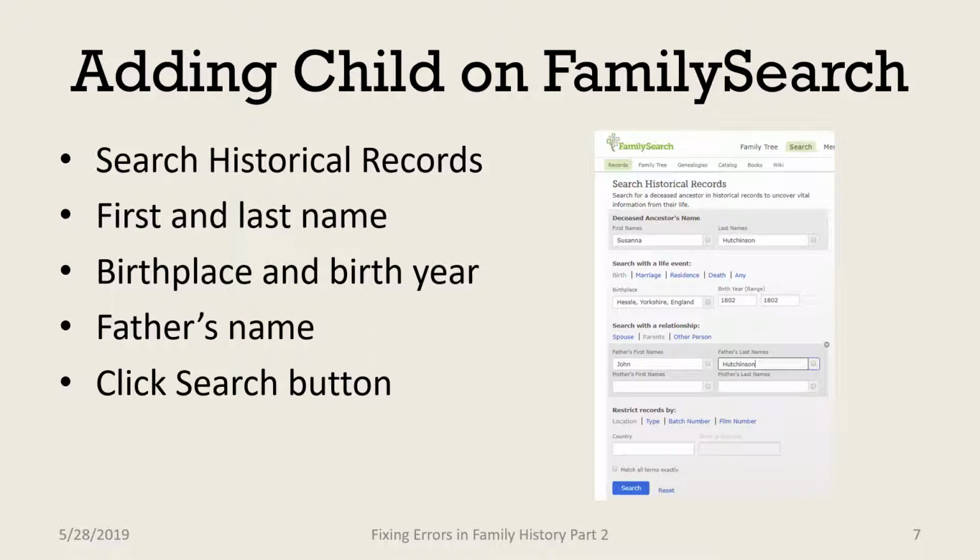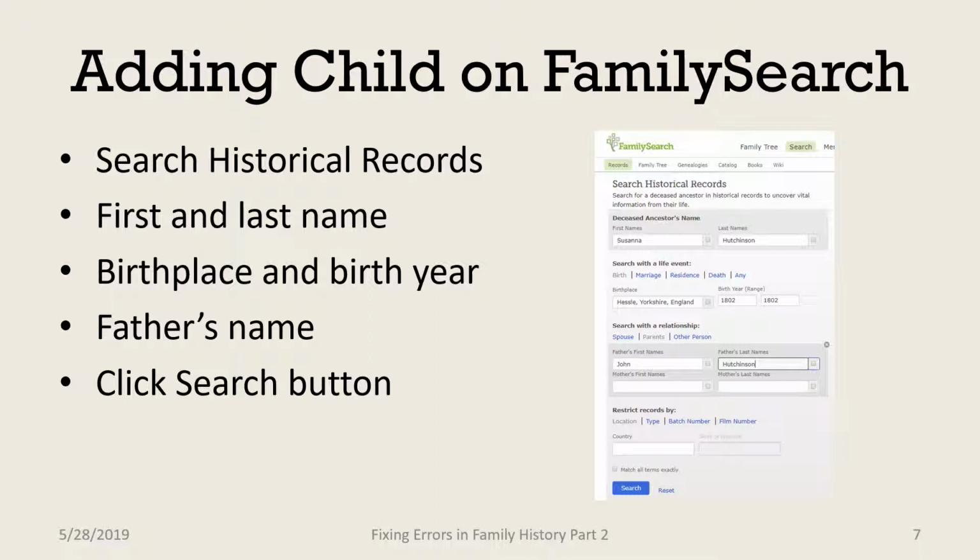I want to add the youngest child of John Hutchinson and Mary Smith, daughter Susanna Hutchinson, whom I have in my tree so far. I know she was christened or baptized on 15 August 1802 in Hessel from the record found on Ancestry, but I want to add her through the original record found on FamilySearch.